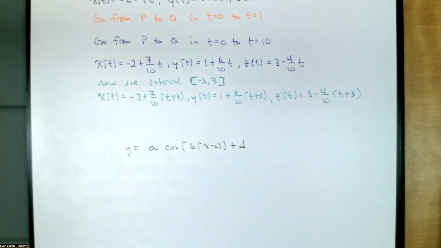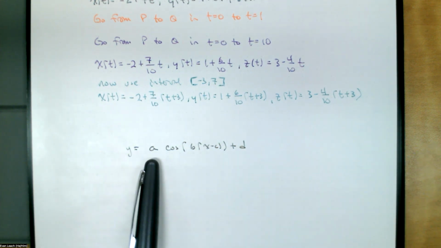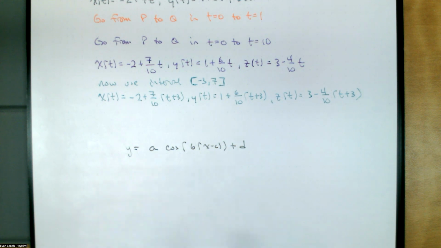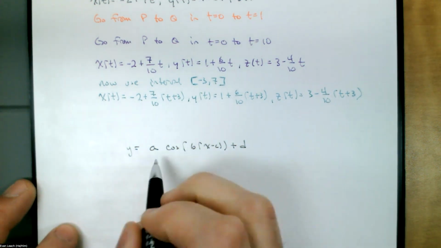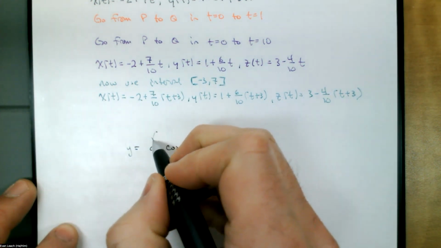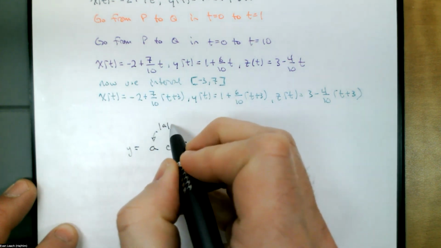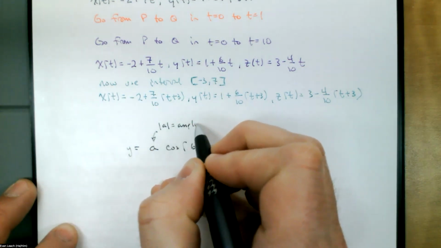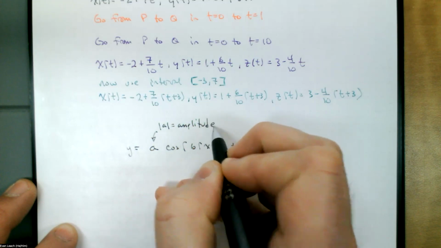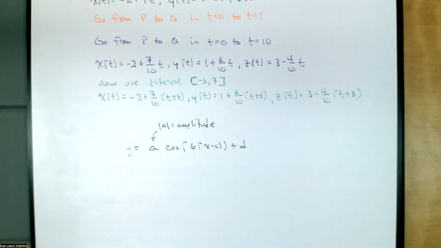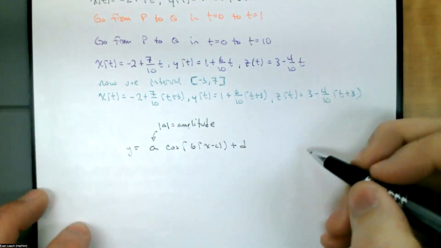What does A being multiplied by the cosine, what does A do to the graph of cosine? Anybody remember what A does? So A is the amplitude. That's the distance from the middle to the top, right? So we got this sinusoidal graph.